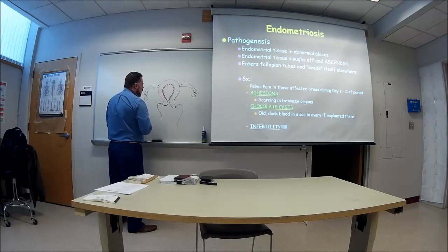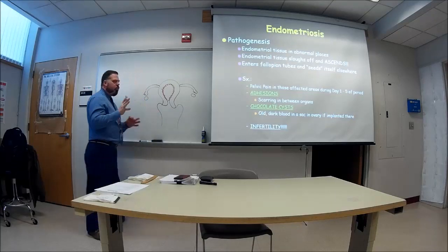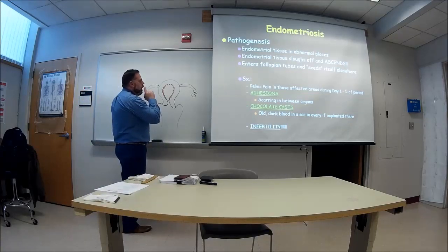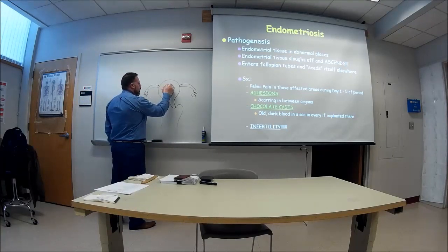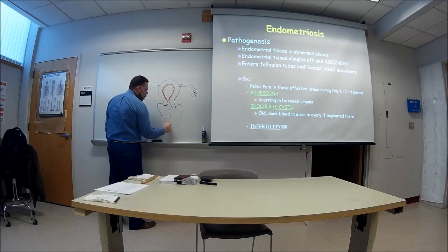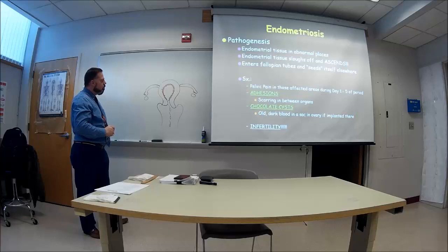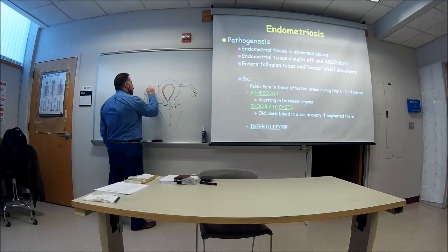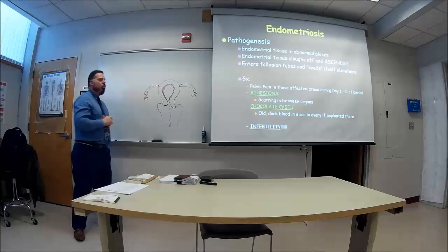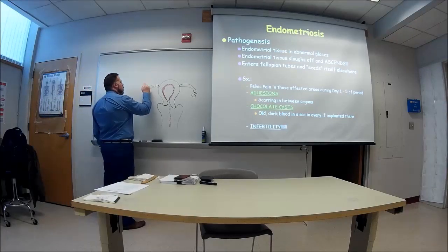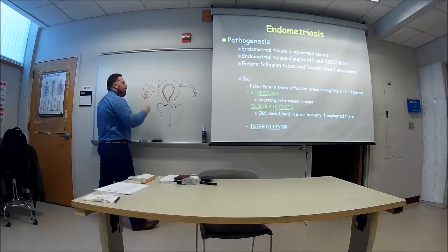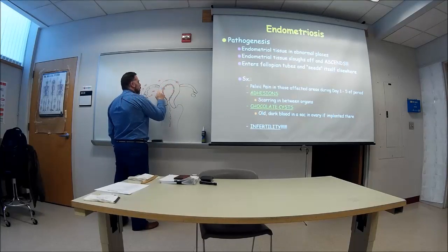What happens here with endometriosis is that there are a few theories about what causes this or what actually happens. But one of them is that some of this tissue, which is supposed to go down here, drip, drip, drip, instead ascends and goes into the fallopian tube. Some of it will seed on the ovary. Some of it will move out and seed places in the pelvic cavity, or even on the uterus itself.